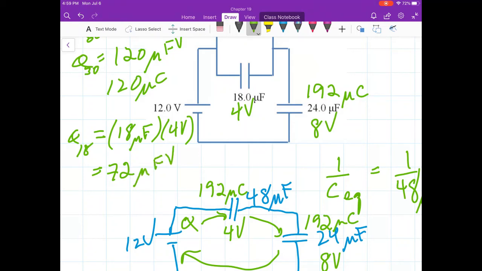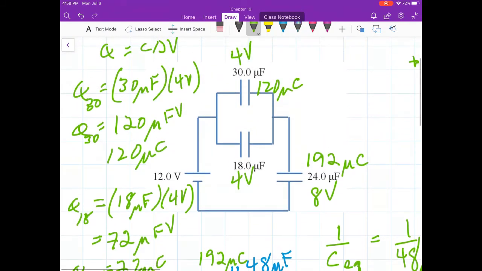Microfarad volt. Again, micro is 10 to the minus 6. Unit of charge is coulombs. So it must be that what I called Q18, the charge for the 18 microfarad, is 72 microcoulomb. Let's enter it here. 72 microcoulomb.